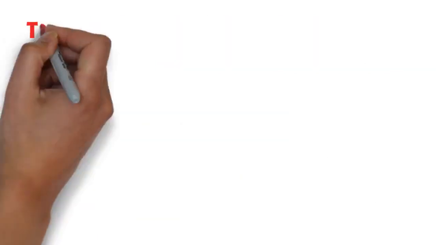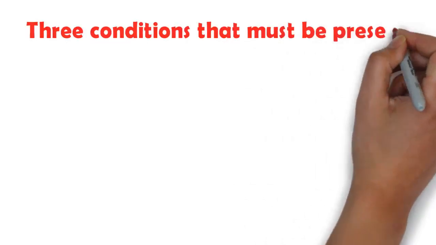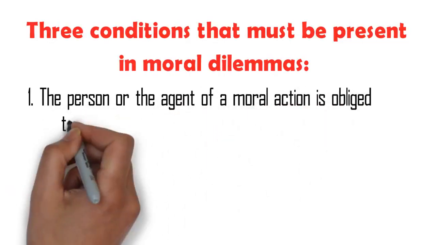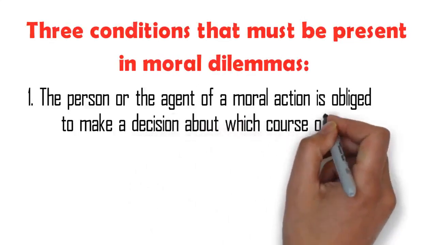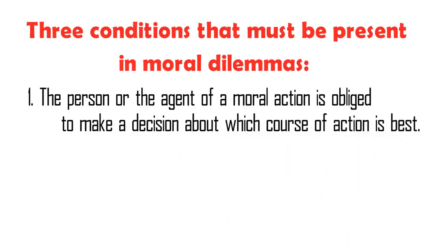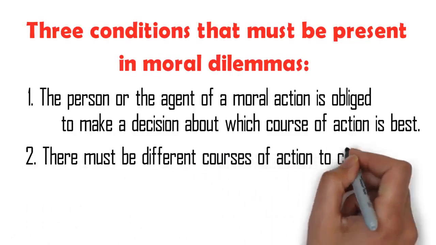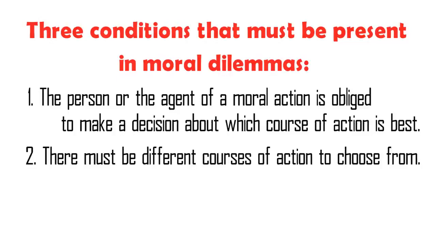According to Karen Allen, there are three conditions that must be present for situations to be considered moral dilemmas. First, the person or the agent of a moral action is obliged to make a decision about which course of action is best. Here, the moral agent must choose the best option and act accordingly. In Lindsay's case, she may opt to abort the fetus as the best course of action. Second, there must be different courses of action to choose from.